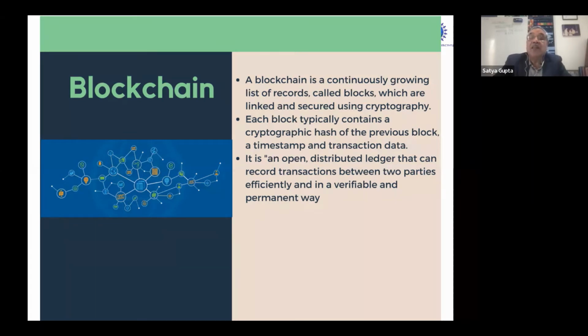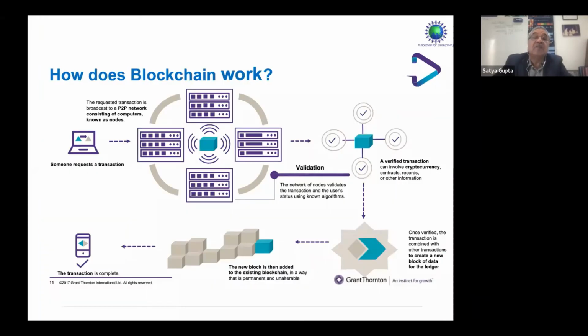So it is an open distributed ledger that can record transactions between two parties efficiently and in a verifiable and permanent way. Efficiently, because it is direct, what you call P2P. So there is no middleman in between. There is no central node, switch, router, nothing. So that becomes very, very efficient, and it is verifiable, and those are the characteristics of blockchain. And it is permanent because of the immutability, which you will see when we move further.